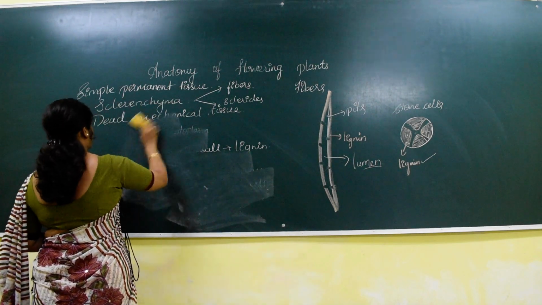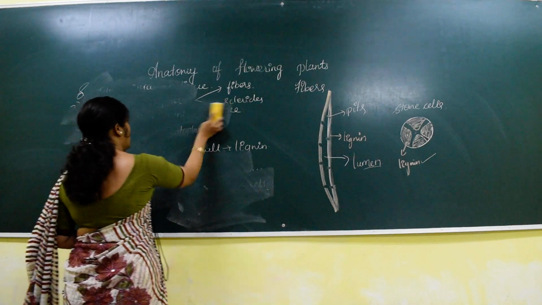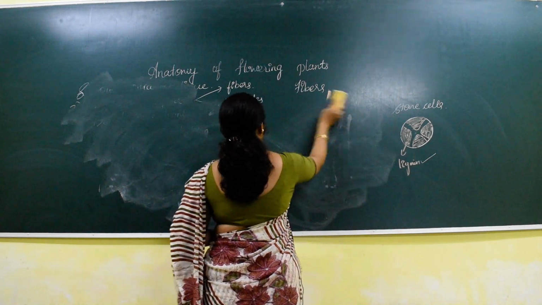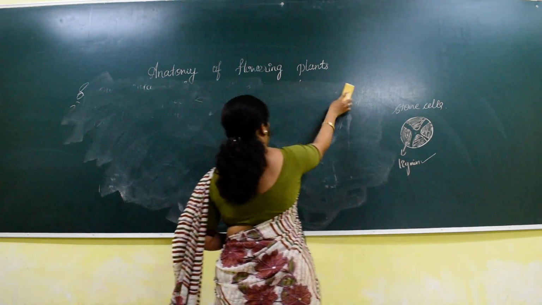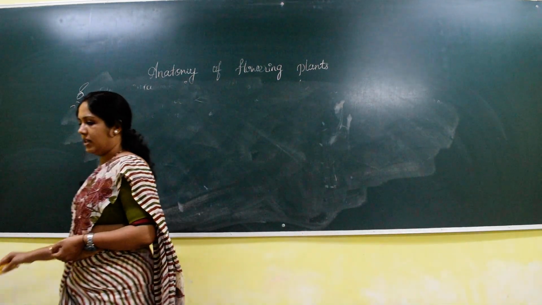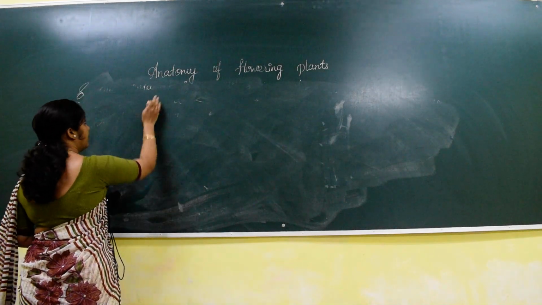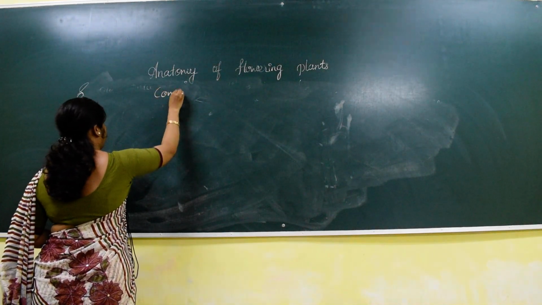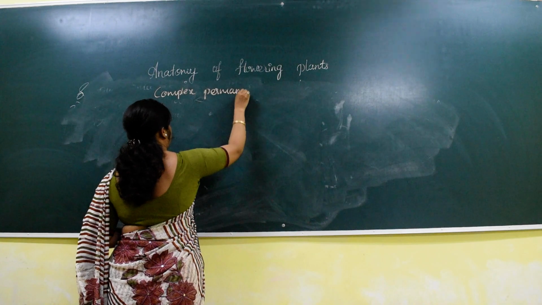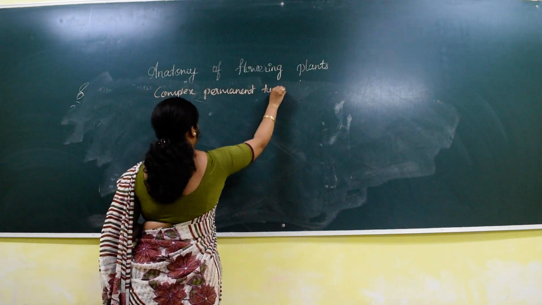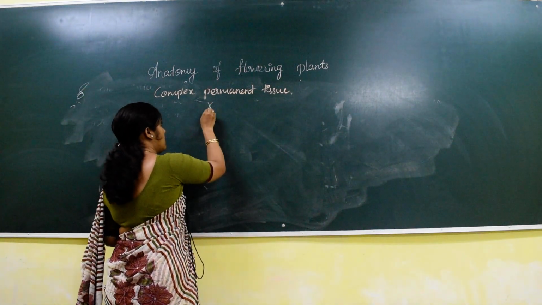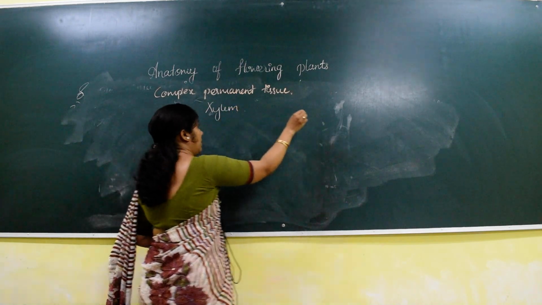So this is about the simple permanent tissue. In the simple permanent tissue there are three types: parenchyma, next collenchyma, third one is sclerenchyma. In the sclerenchyma there are two types, one is fibers and another one is sclerites. So next is complex permanent tissue. In the complex permanent tissue there are two types, one is xylem and the other one is phloem.